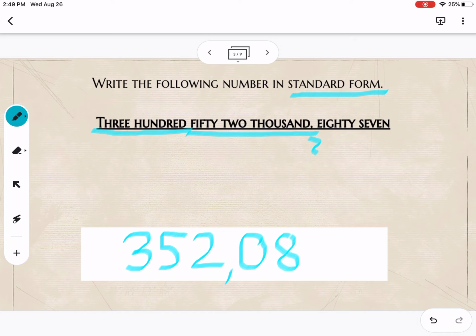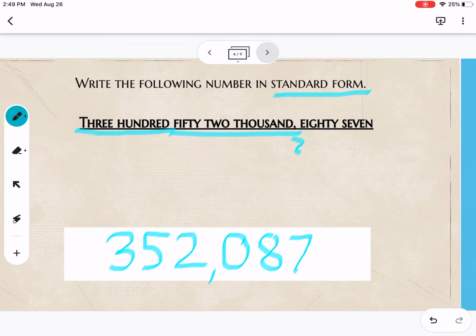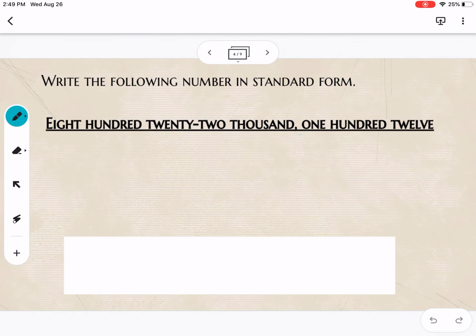Now we may be used to seeing 187 or 387, but this is just 87, which means there's a 0 in that hundreds place. Let's take a look at one more. We are going to go ahead and do this problem on our own. So your teacher will go ahead and pause the video now, and you will convert this number to standard form.